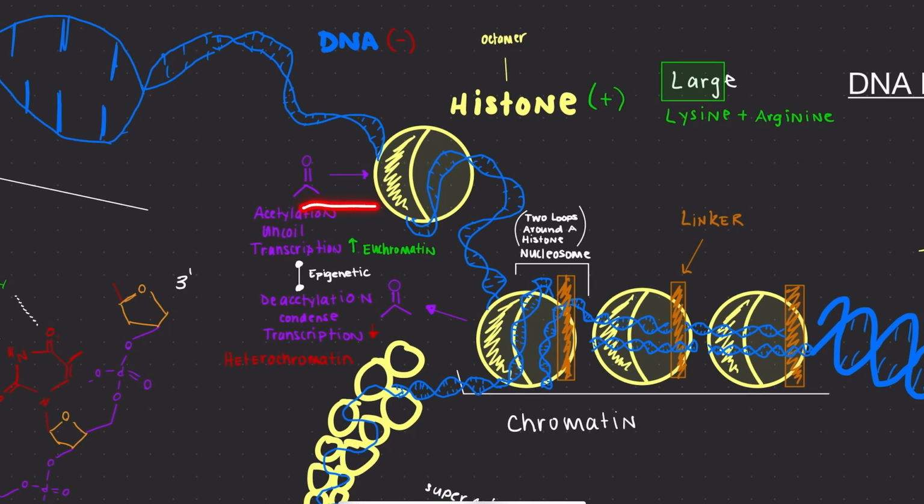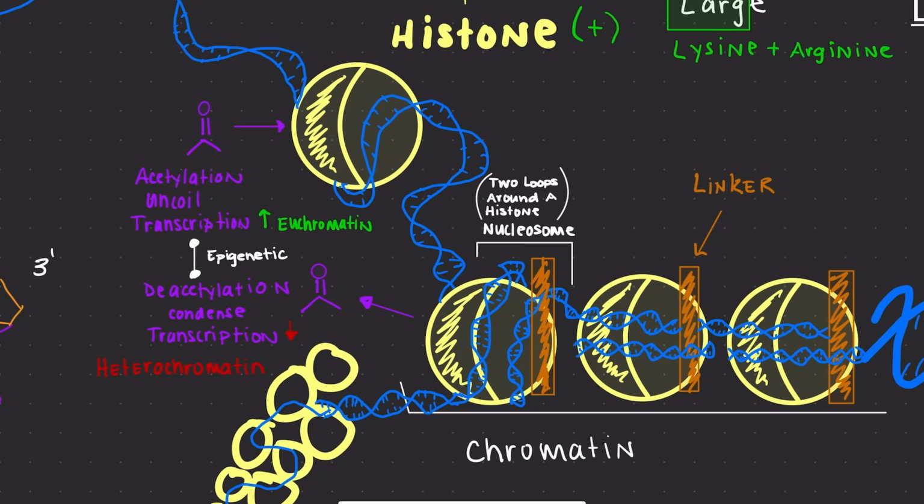We can add an acetyl group to interrupt this negative-positive interaction, and it can uncoil the DNA from the histone. And this actually is an epigenetic approach to increasing transcription and forming what we call euchromatin. Alternatively, we could remove acetyl groups, and this would allow the DNA to once again loop around the histone, and we call this heterochromatin, and this actually decreases transcription.